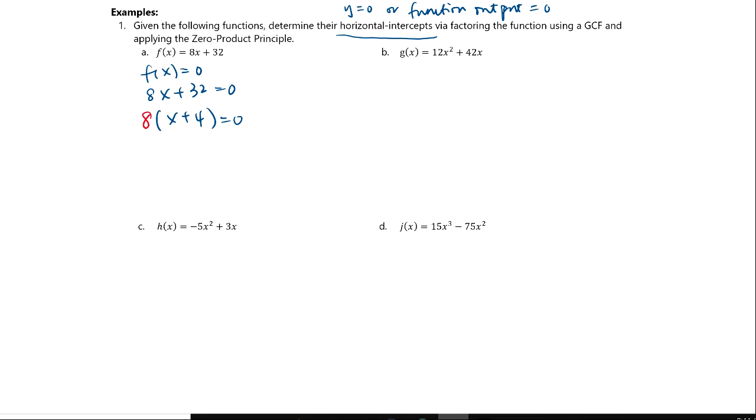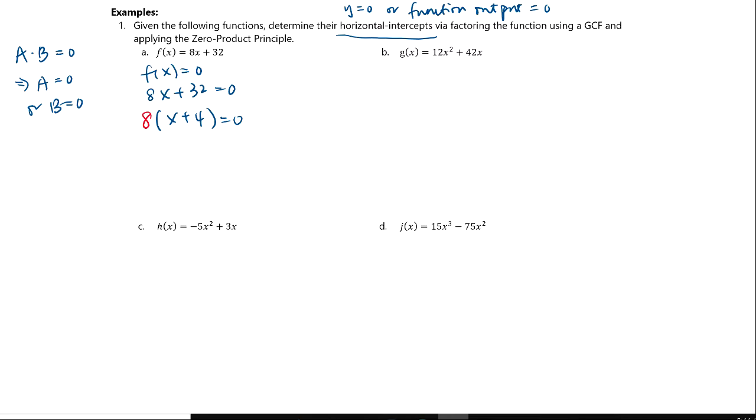Now by the zero product principle, we say that if we have the product of two factors equal to 0, let's call these two expressions a and b, then we say either a is equal to 0 or b is equal to 0. That's what the zero product principle is all about.